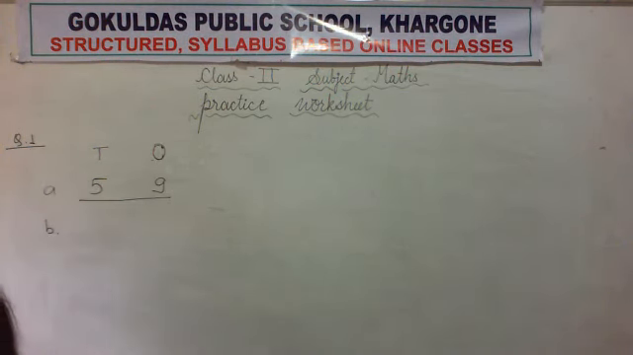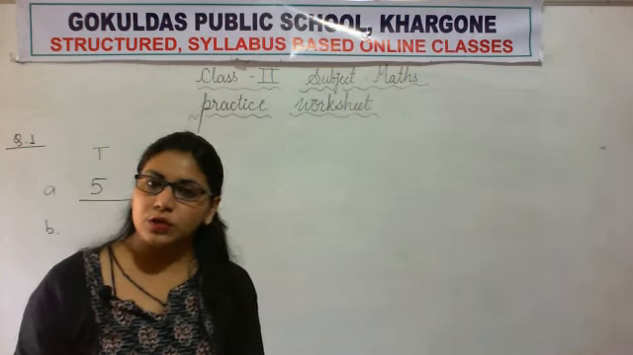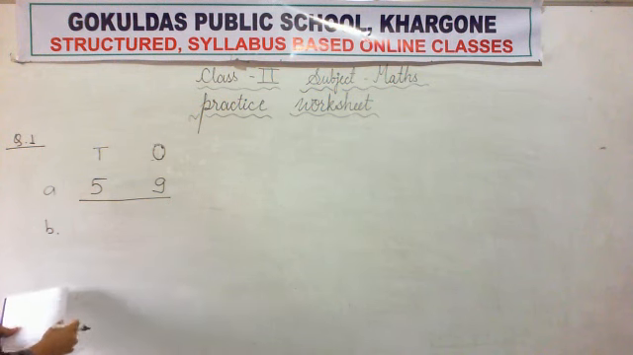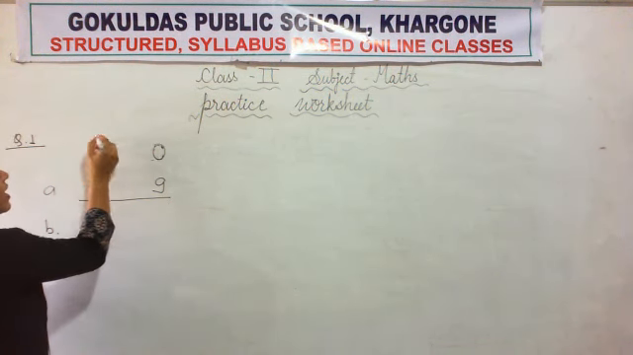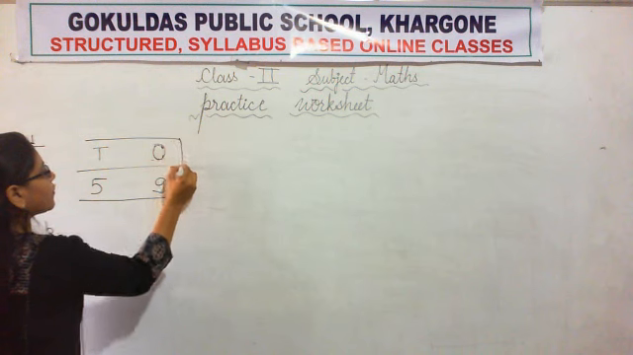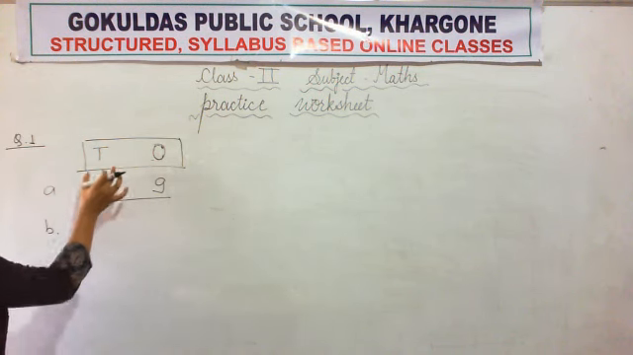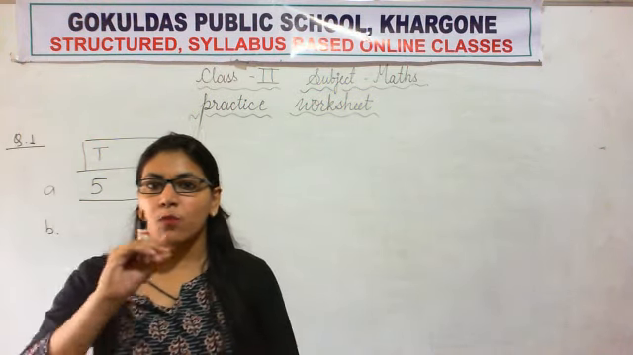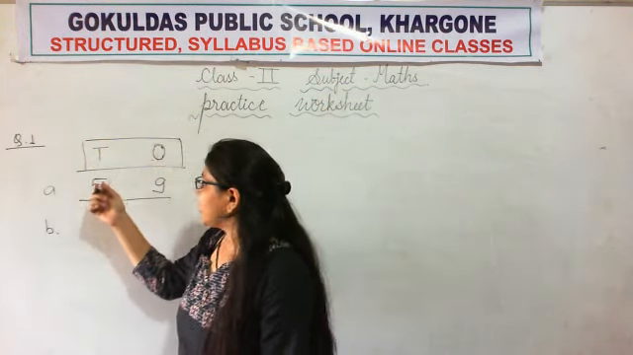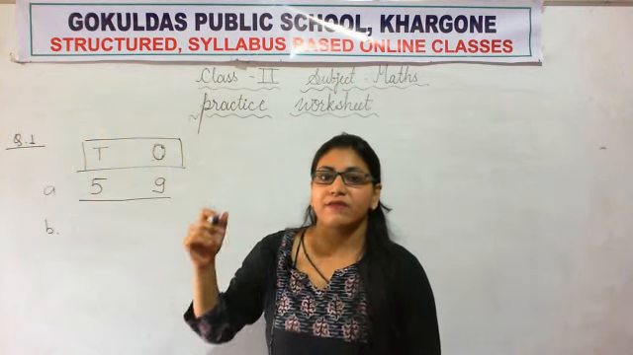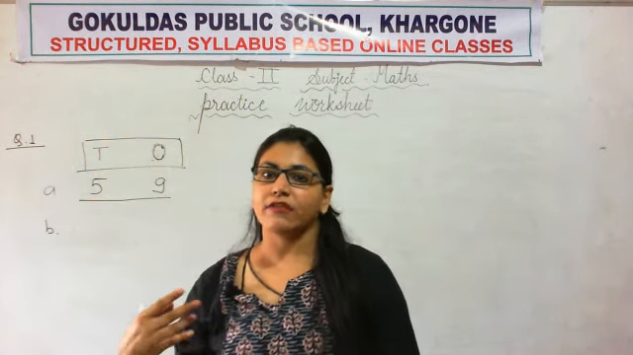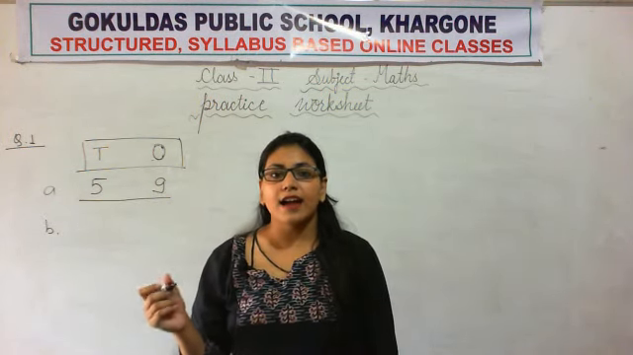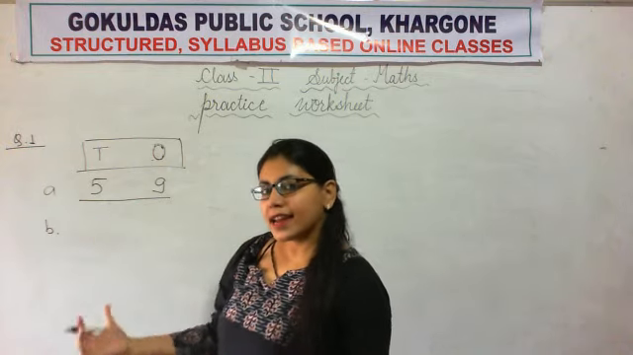B. I am writing solutions only, and you have all the questions I have sent. See, we can write tens and ones. We will write tens below tens and ones below ones. Then we will combine both the numbers and get our answer. 5 tens, 9 ones. 5 and 9 together means 59.